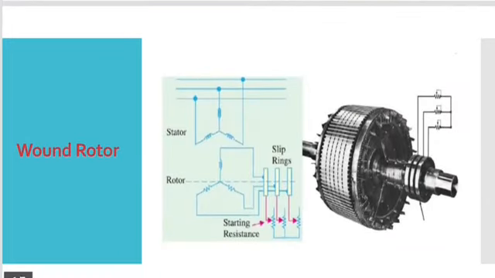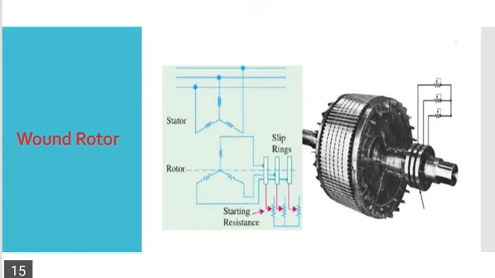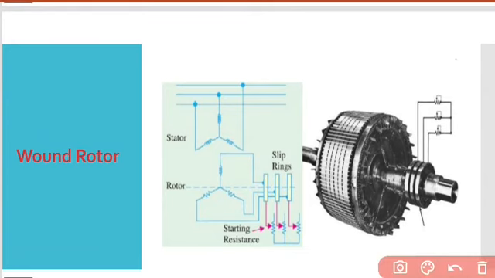The next one is the wound rotor. A wound rotor has a 3-phase winding similar to the stator winding. You can see in the slide there is a circuit diagram of a three-phase induction motor. This is the stator part and this is the rotor part. So the rotor has a similar pattern of winding like the stator winding.